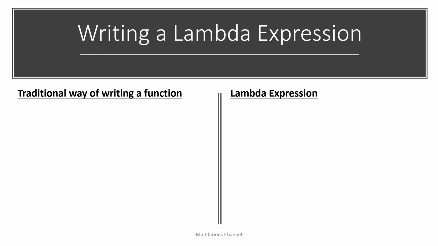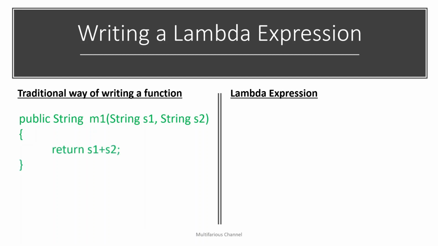Consider one more example where you have to write a function that takes two strings as an argument and returns a single string, which is achieved by concatenating the two strings. How will you write such a function in a traditional way? We'll write public String m1 where String is the return type of the method and String s1 and s2 are the input parameters. Now again, let's do the same exercise.